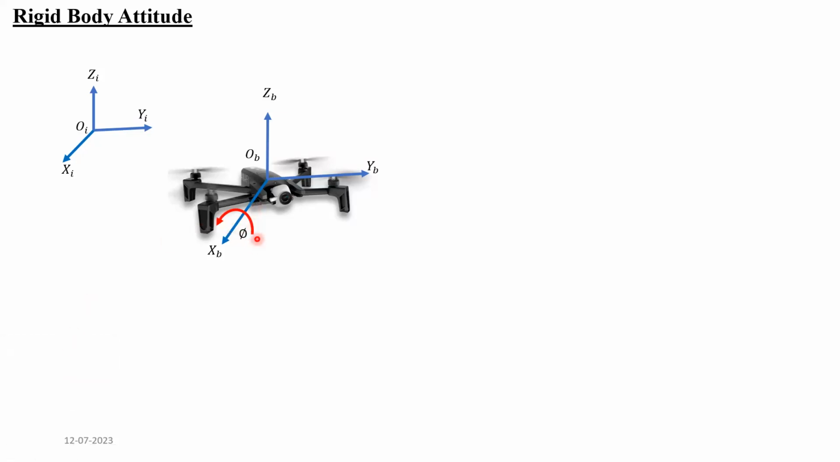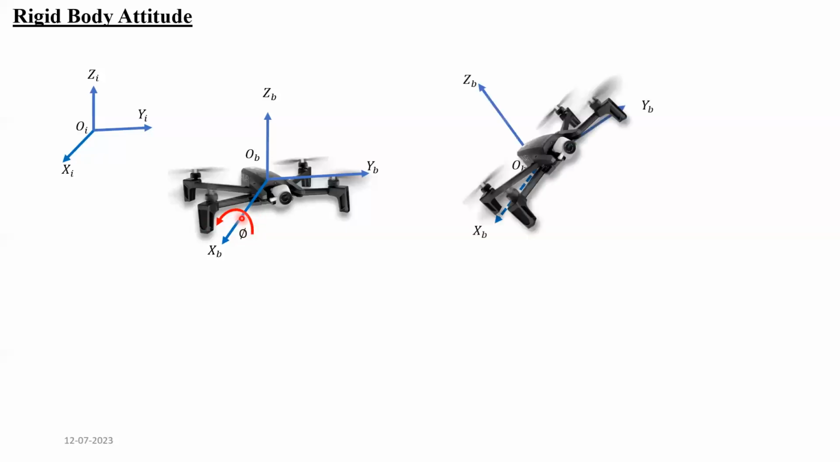So here you can see it's rotating with respect to the XB axis. The drone is rotating by some angle phi in the counterclockwise direction, so we'll get it in this form, right? My XB axis is in the same direction because I'm rotating about XB only. The remaining two axes will change, right? ZB will come to this, and Y.